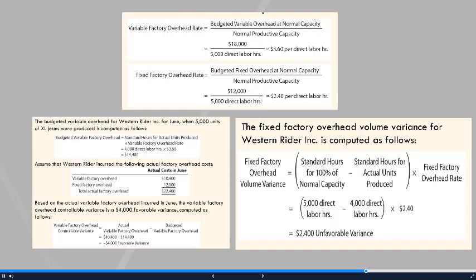So our budgeted fixed overhead divided by our 100% capacity hours. That will give us our overhead rate for fixed overhead. In this case, it's $2.40. So we're going to take those difference in hours and multiply it by $2.40. We have an unfavorable variance because anything that is under 100% capacity will be unfavorable. So it's very likely that your fixed overhead volume variance is going to be unfavorable.